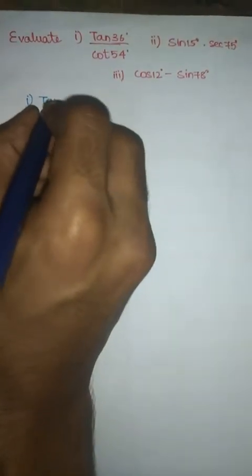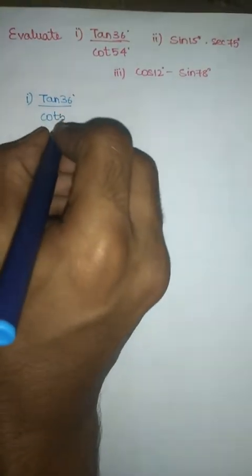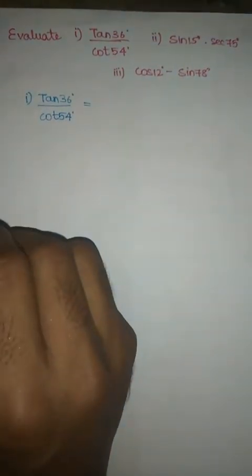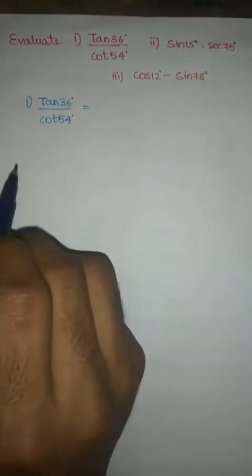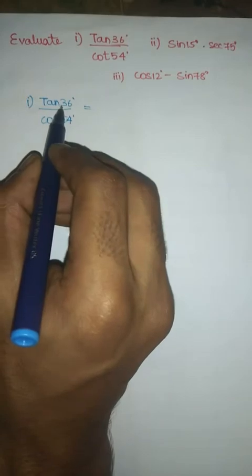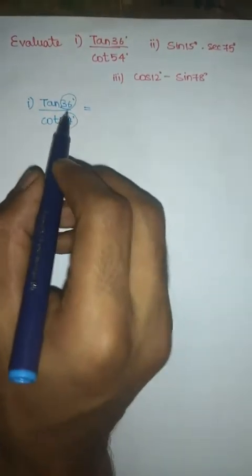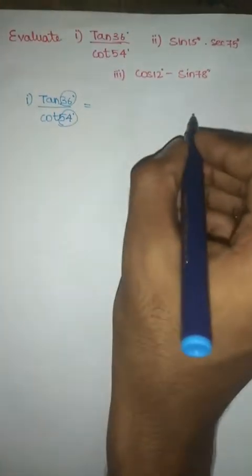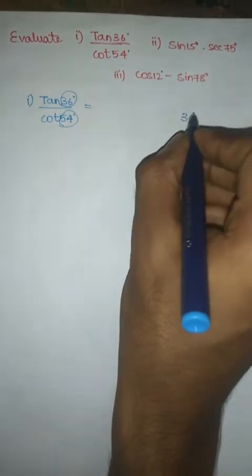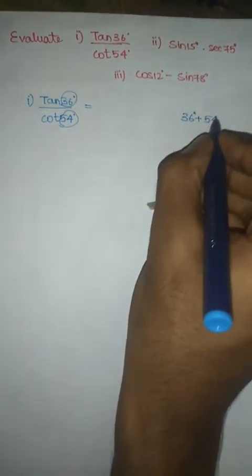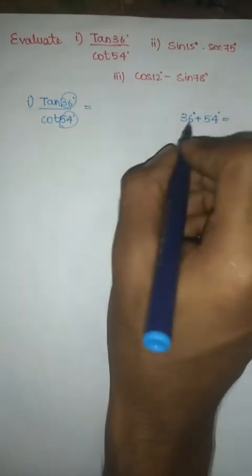First one is tan 36 degrees by cot 54 degrees. We need to evaluate this value. The first condition that needs to be satisfied is that if we add these two angles, it must be 90 degrees. Let us check it. 36 degrees plus 54 degrees is 90 degrees.